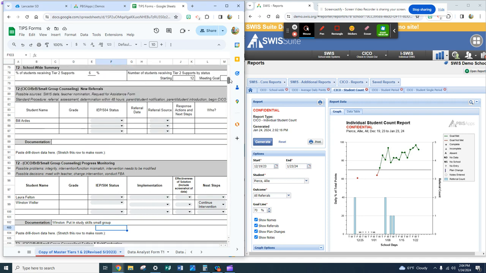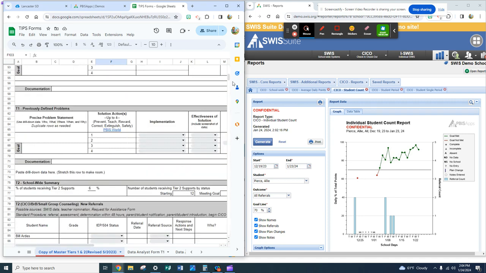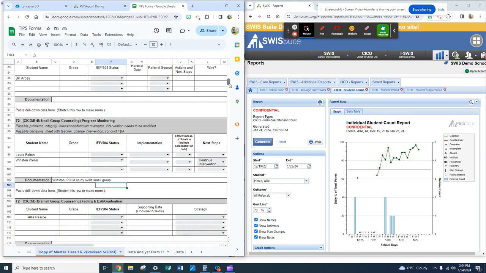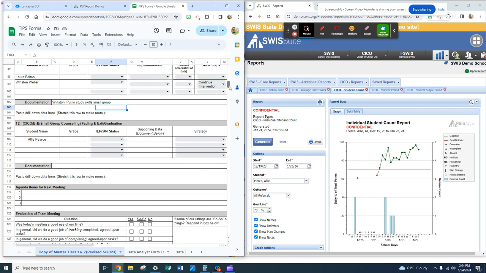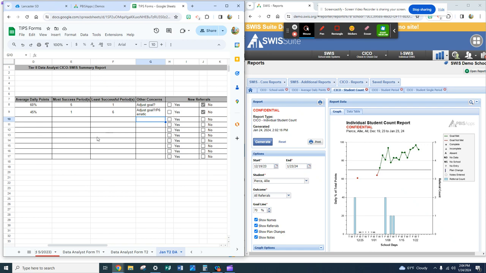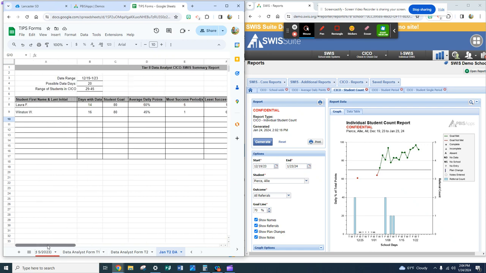So now we have done our summary. We have our students that are new referrals, our students that were progress monitoring, and our fading, exit, and graduation students. And that is how you do that. And this is what you record. Oops, wrong tab. This is how you record on the data analyst form.